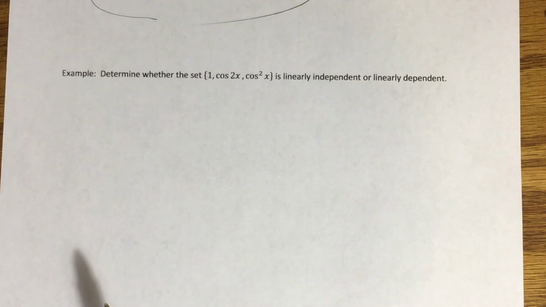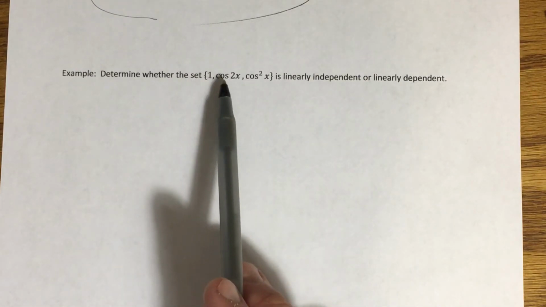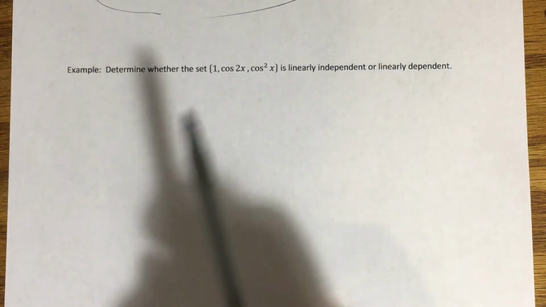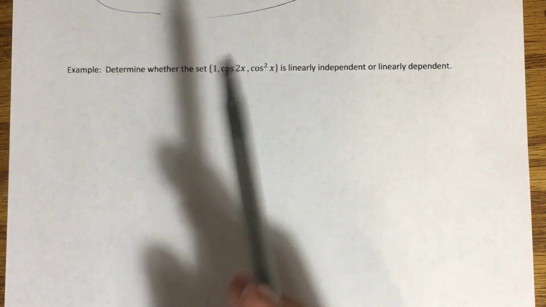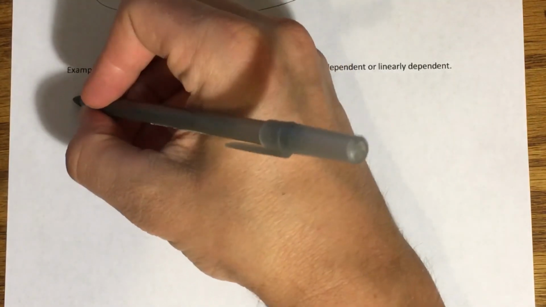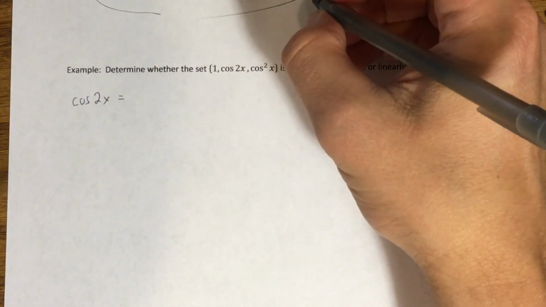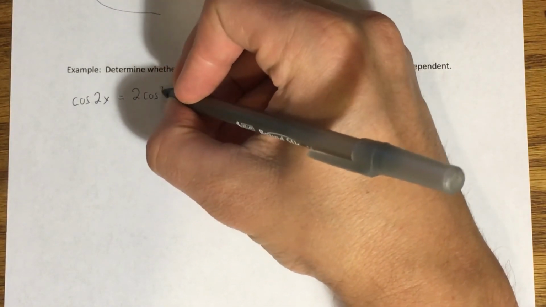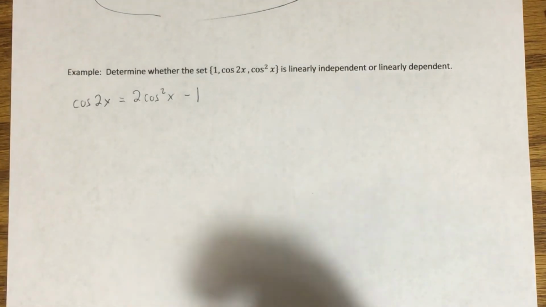A good trick to utilize here is trig identities. There's several trig identities I could use, but I do notice here that I have cosine of 2x. And back in trig, you learned about double angle formulas for sine, cosine, tangent. Cosine has 3 double angle formulas. One of them is this one. Cosine of 2x is equal to 2 cosine squared of x minus 1. I believe that's it, yeah.